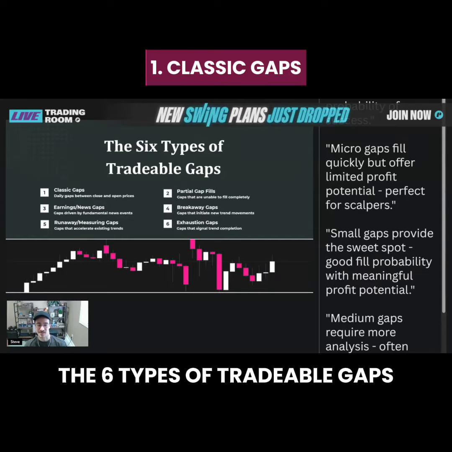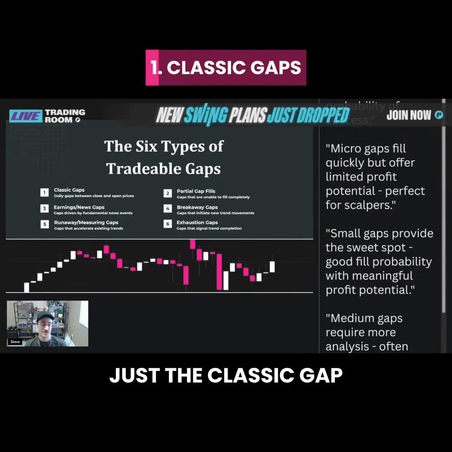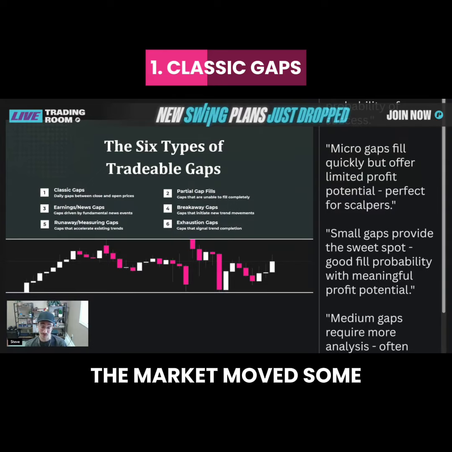6 types of tradable gaps that I really want to focus on are, first off, just the classic gap. And that's just going to be what you see on SPY on any given day when there's a move overnight. It's not like some crazy news catalyst. It's just the market moved some overnight and that's created a gap on the daily chart of SPY.